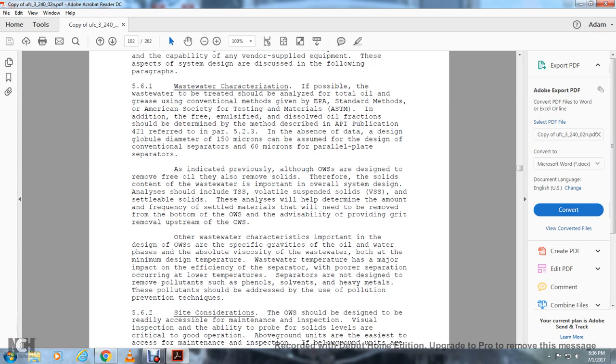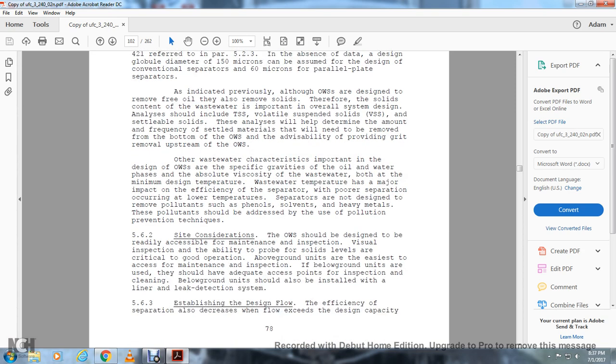separators. As indicated previously, although the oil-water separators are designed to remove the free oil, they also remove solids. Therefore, the solids contaminating the wastewater should be characterized. The overall system design analysis should include TSS, VSS, and settleable solids. The analysis will help determine the amount and frequency of settled materials that will need to be removed from the bottom of the oil-water separator, and the feasibility of providing grit removal upstream of the oil-water separator.